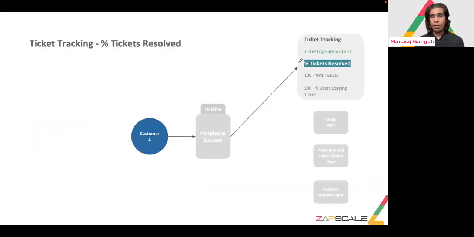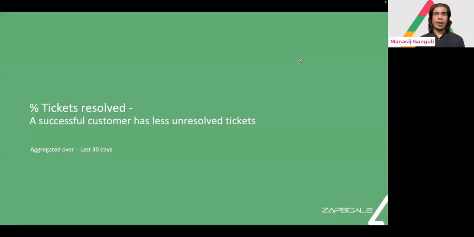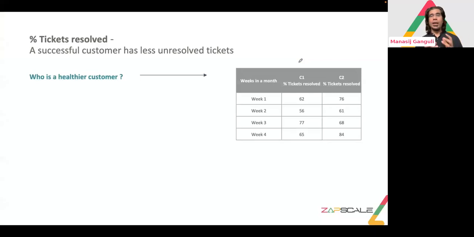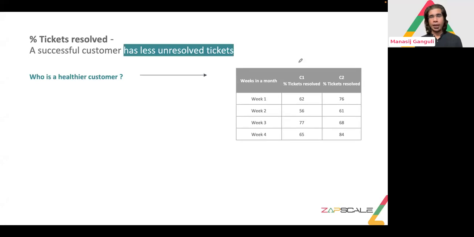Similarly, if you look into tickets resolved, here our postulate is very simple. I think everybody would agree here that a successful customer has fewer unresolved tickets. They have most of their tickets resolved by our lovely support team. So here all we need to do is figure out the percentage of tickets that our support team is resolving for them over a month's time, take an average, and the higher resolution percentage wins the day, because it means that whatever tickets they log, our support team closed it for them.